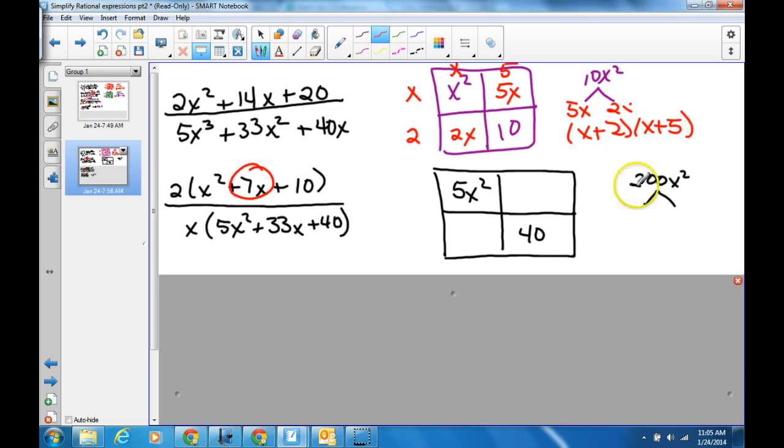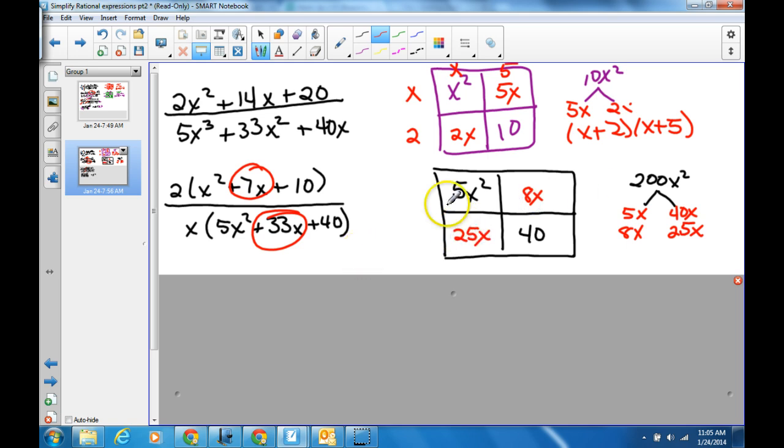This one's not as easy. So 200, I already know that 5x and 40x go into that, but if I add those together, I get 45x. And we need 33x. So I know I'm close. 45 is not that far from 33. So what is the next factor up from 5 that goes into 200? 8. So 8x and 25x. 8 plus 25 is 33. So that works out for us. So I'm going to put that in.